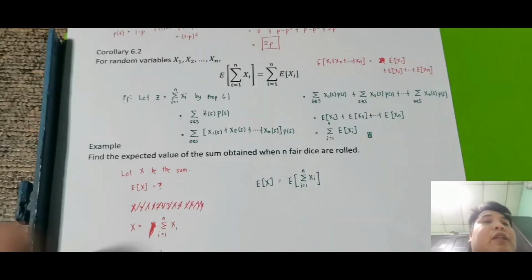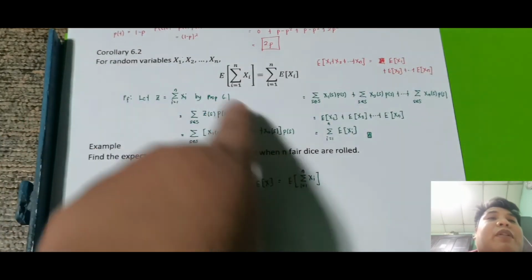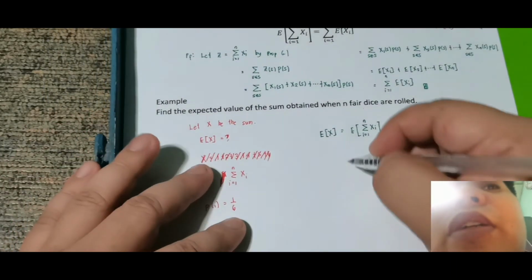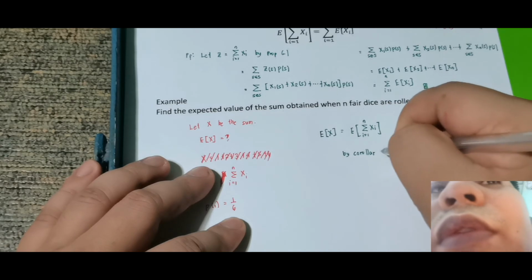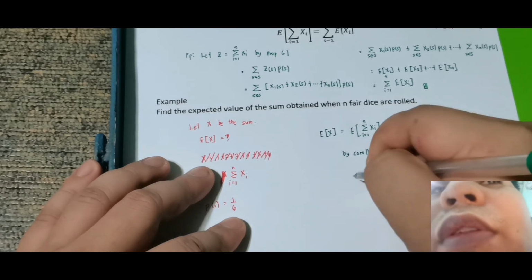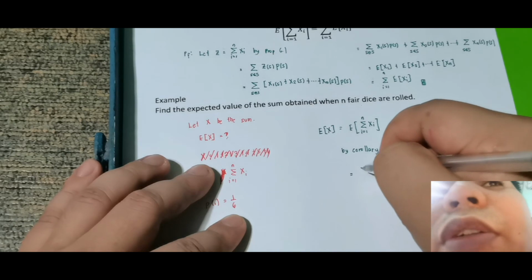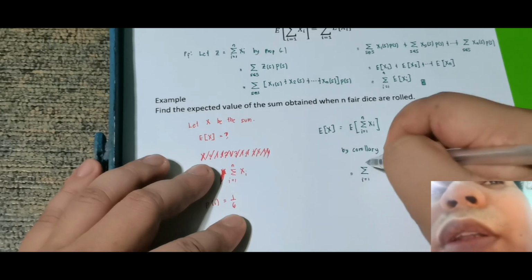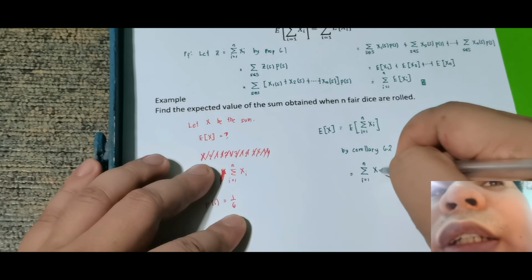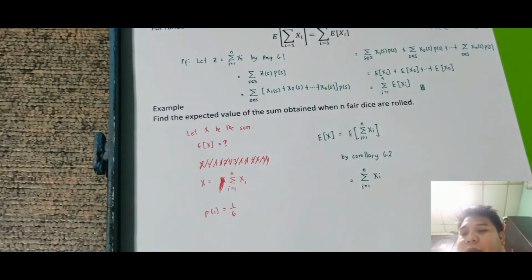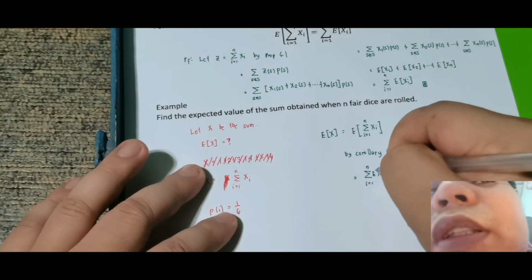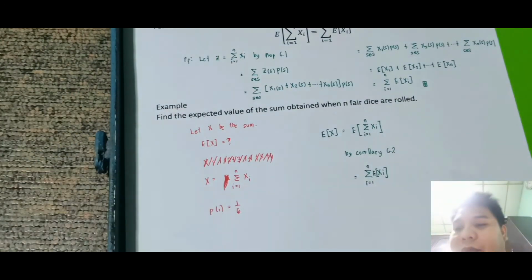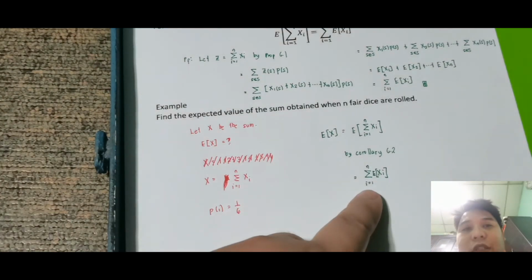Okay, so next, by corollary 6.2, kung napansin mo ito na yan, ito na gagamitin natin. So by corollary 6.2, this is just equal sa summation for I is equal to 1 up to n ng expected value ng x sub I. So lagay ko dito yung expected value ng x sub I, which turns out na kailangan natin kunin ang summation ng x sub I.